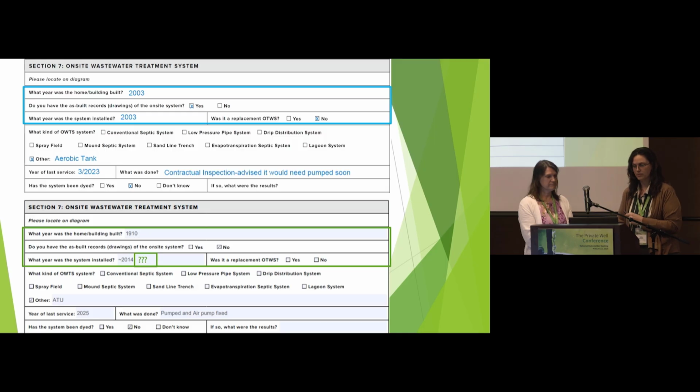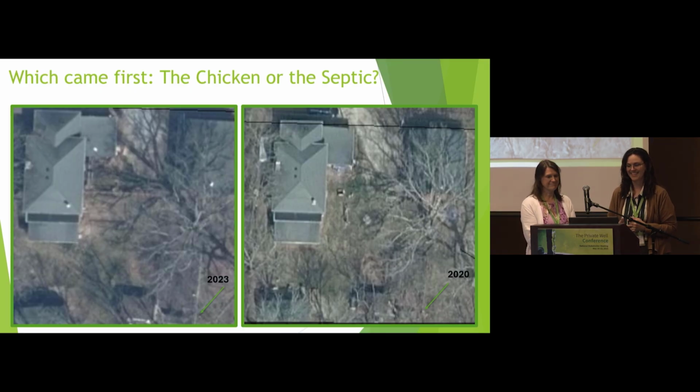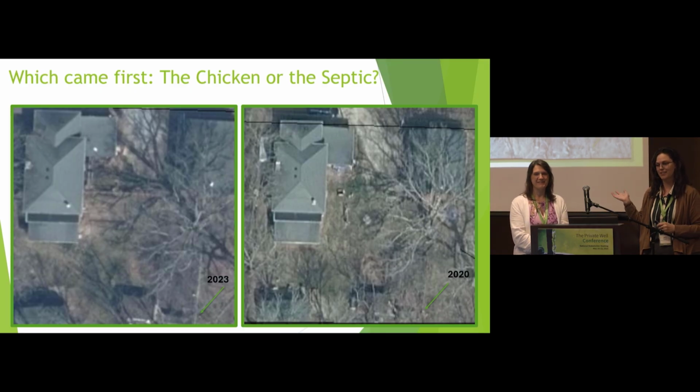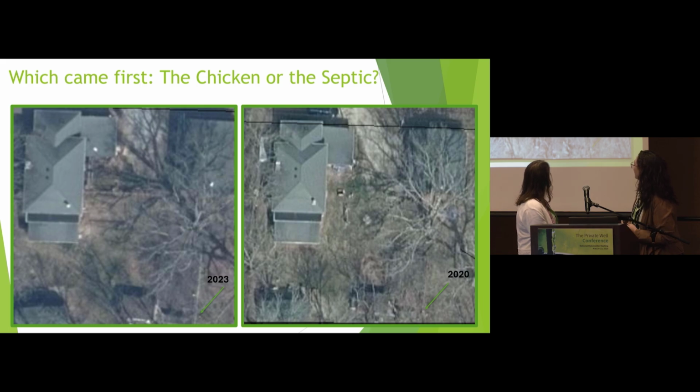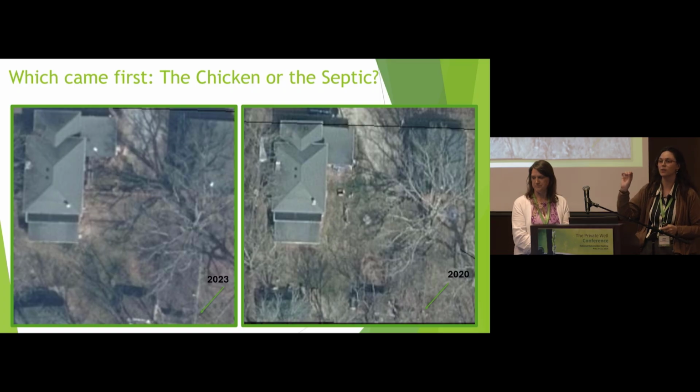Now I will show you what we did to find out. So we have the question, which came first, the chicken or the septic? So we can see here, and wow, it's really hard to see on these big screens, but if you look, you can see there's an arrow in each image pointing to a little white dot.